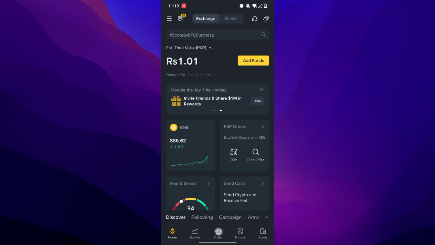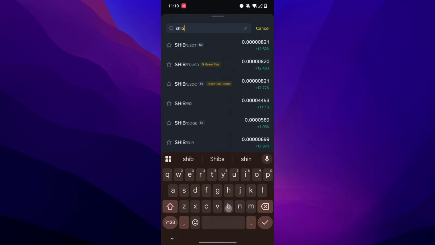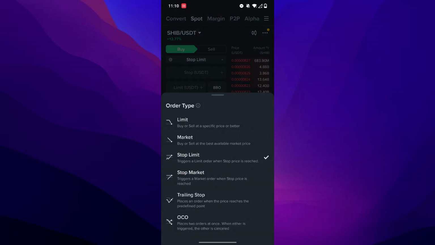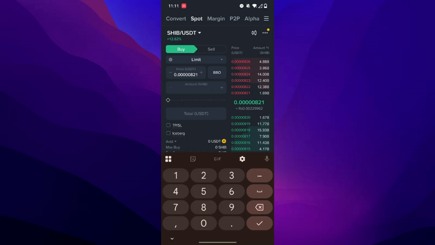Once your funds are ready, go to the spot market and choose a low-priced, high-volume token like SHIB, Pepe, or similar coins. After that, place a limit buy order slightly below the current price. When your order fills, set a limit sell order just a little higher. This strategy helps you capture small price movements without rushing or guessing the market.